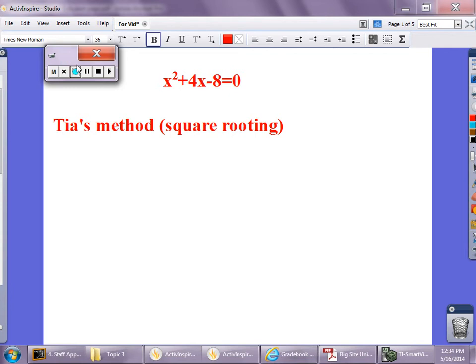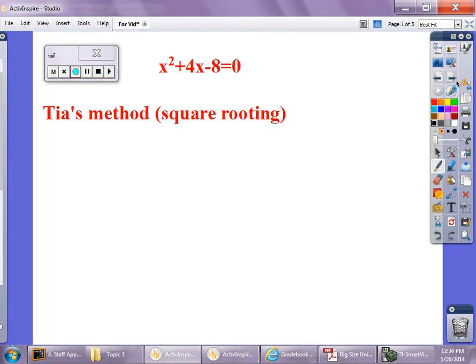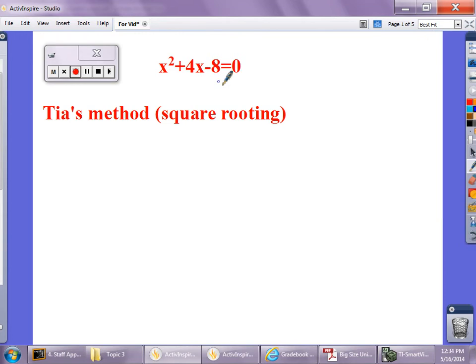We're going to talk about the square rooting method when you don't have something that's a perfect square. And I want to be specific about this, that I would never use Tia's method or the square rooting methods to solve a problem like this. So what you would do is you need to turn this into a perfect square.